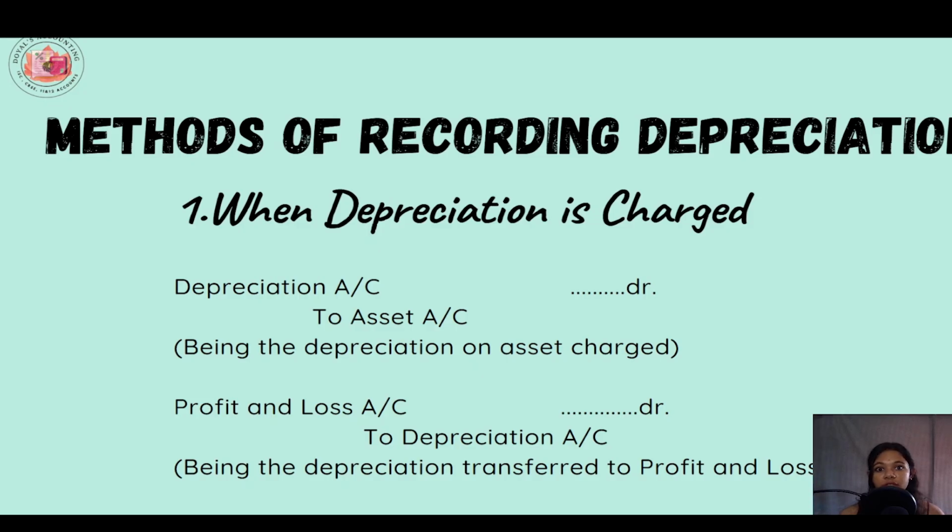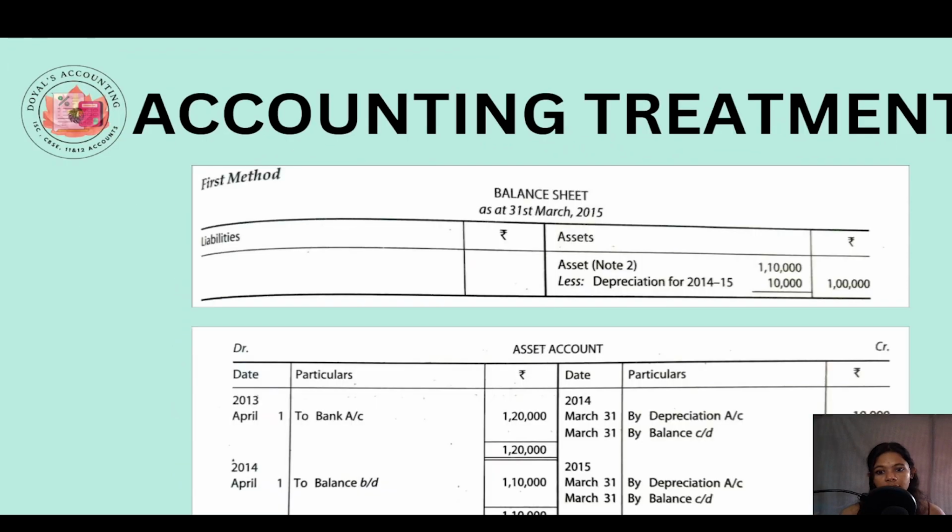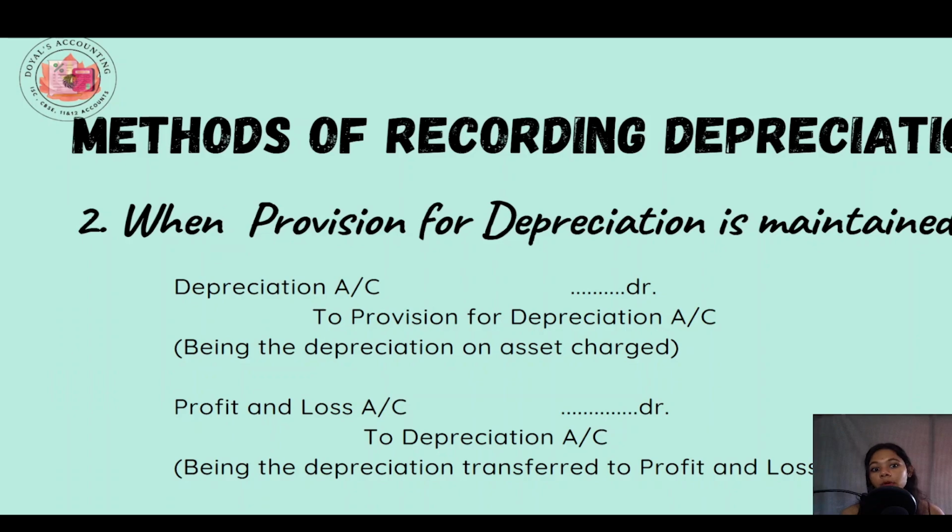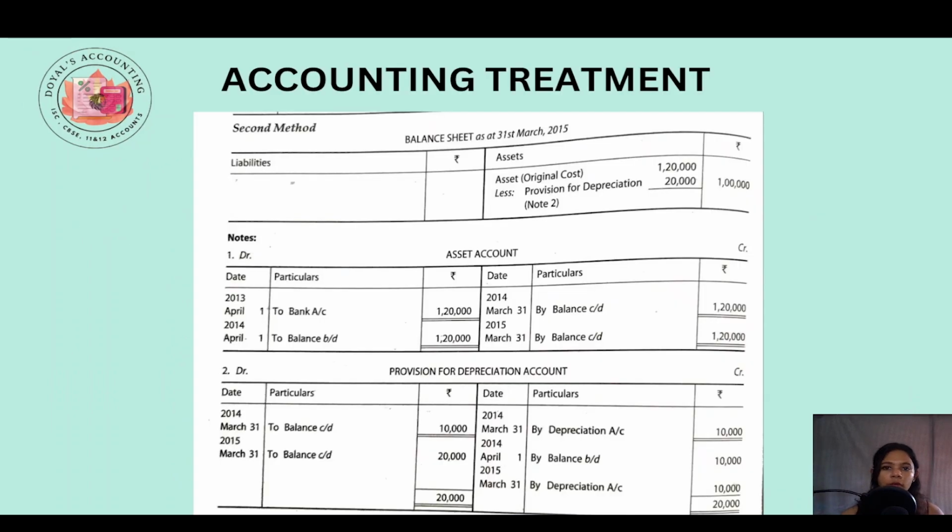One is when depreciation is charged directly to my asset. So my journal entries are depreciation to asset, and then the closing entry profit and loss account debit to depreciation. And in the balance sheet, we are showing it in a particular way. And in the second method, when provision for depreciation is maintained, we are charging depreciation to our provision account instead of our asset account, and the accounting treatment also differs. Now in the next video, we will solve a question which shows how to record depreciation in both these methods.